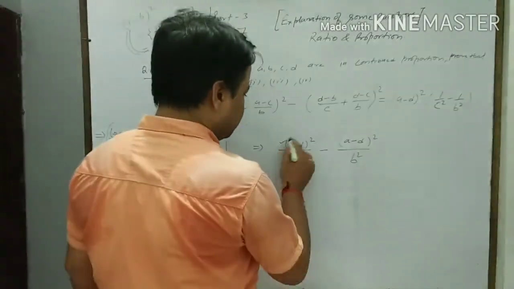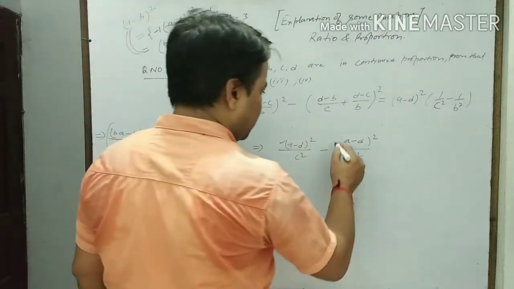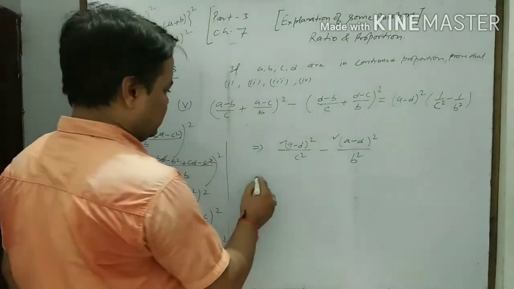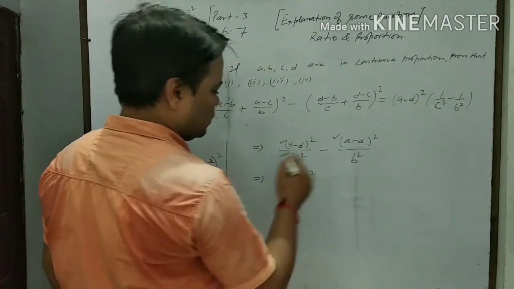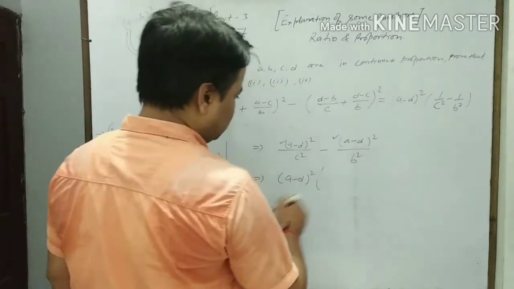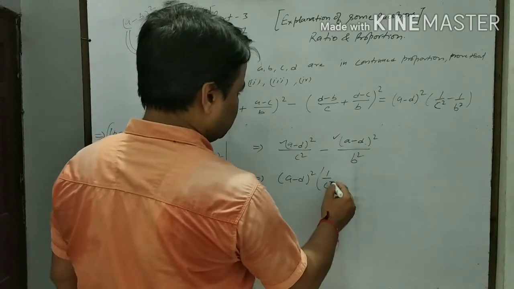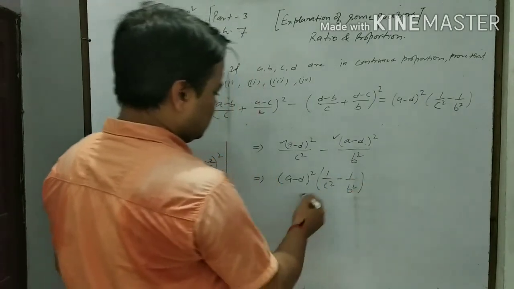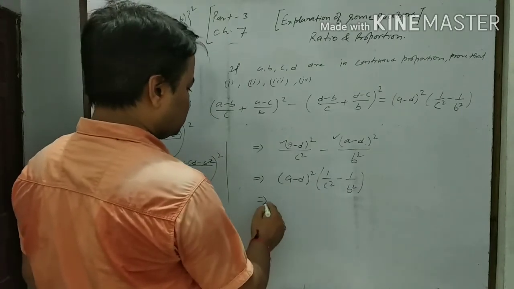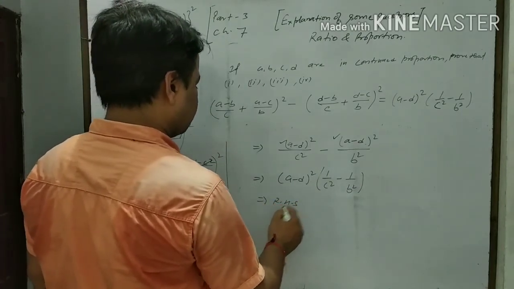Now here A minus D whole square, and here also A minus D whole square. Just take A minus D whole square common. Then what will be here? 1 by C square minus 1 by B square. And this is the right hand side.